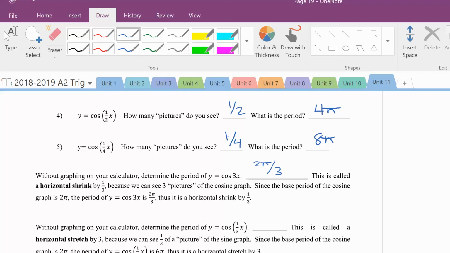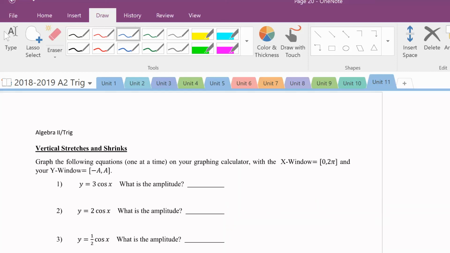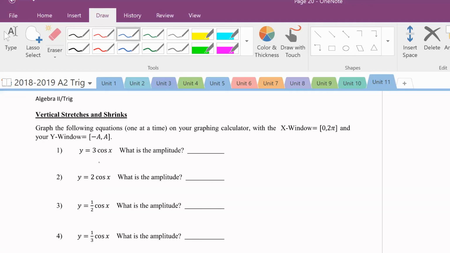And if you have a fraction, then you're going 2 pi over 1/3, remember, which is 2 pi times 3, which is 6 pi. And that is a horizontal stretch by 3 because you can see a third of a picture, which means the period gets longer. So to find the period, it's just 2 pi over b, just like the sine. And then for the vertical stretches and shrinks, just like we did for the sine, this number here will determine that. So the amplitude would be 3, 2, 1/2, 1/3.